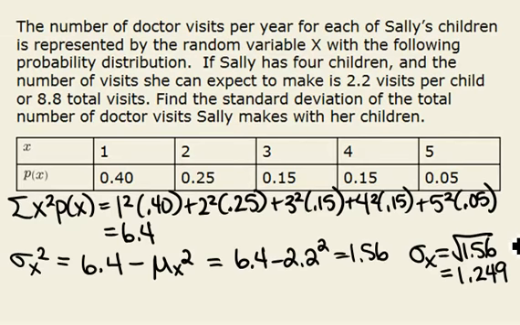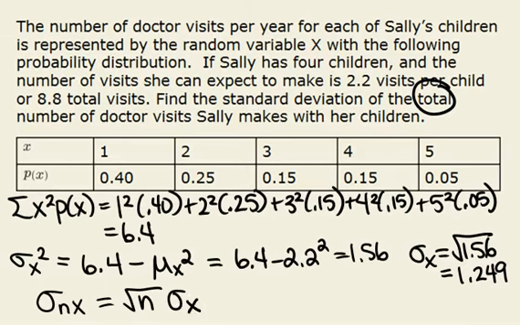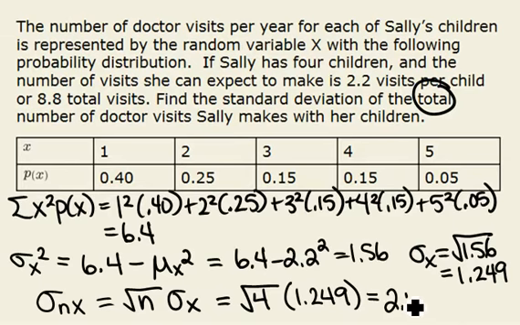We want the standard deviation for the total. And Sally has 4 children. So if you want sigma, our standard deviation for n times your random variable, we now have n being 4. You take the square root of your n times the standard deviation for 1. So if we have 4 children, we'll take the square root of 4 times our 1.249, which will be 2 times 1.249, giving us a standard deviation for the number of visits in total for the 4 children of 2.498.